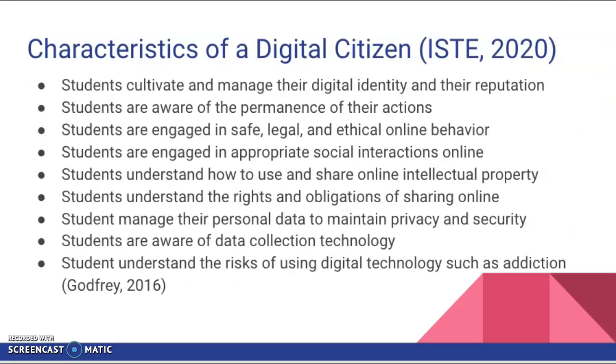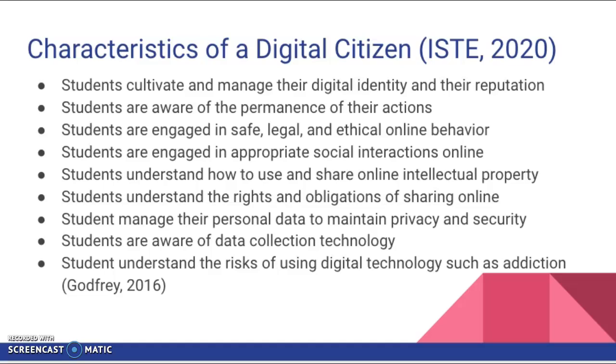So if we look at the 9 characteristics, students cultivate and manage their digital identity and their reputation, and we know how important this is. Students are aware of the permanence of their actions online. Students are engaged in safe, legal, and ethical online behavior. Students are engaged in appropriate social interactions online.